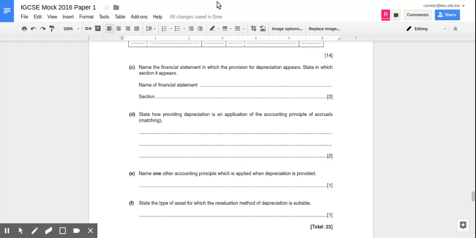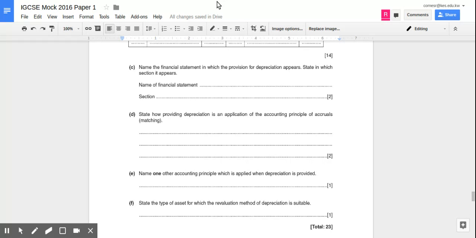And another accounting principle which is applied when depreciation is provided, they wanted prudence. I would have given you the going concern principle as well, to be honest. And types, when we use the revaluation method of depreciation, tends to be for things like small value items where we've got quite a lot. For example, loose tools, crockery, I would have given that type of thing.